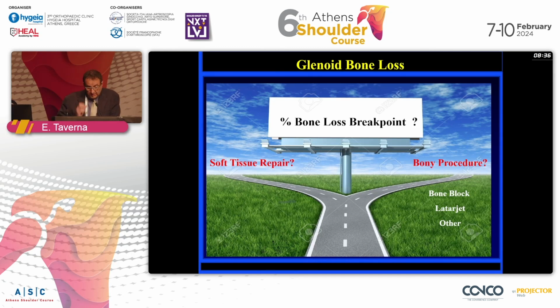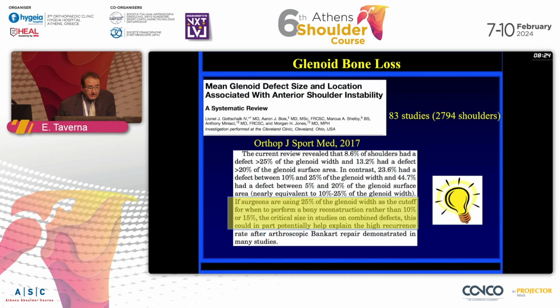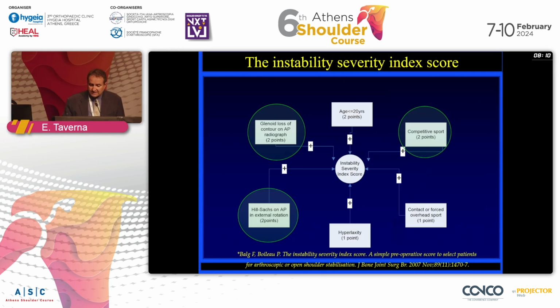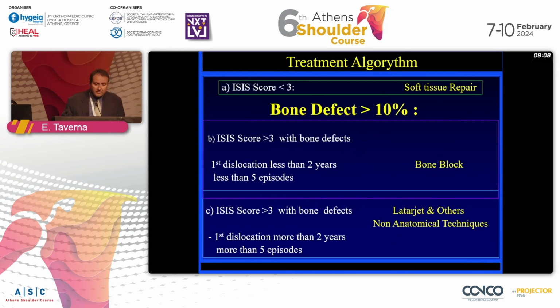Because until recently, we heard about Bankart and Latarjet, but we know now that we have more options. And I think all these options have a slightly different indication. Of course, we have to keep in mind that it's not 20 or 25% of bone defect in the glenoid that is the cutoff for having a bony procedure. It's much less. But as I said, there is no consensus.